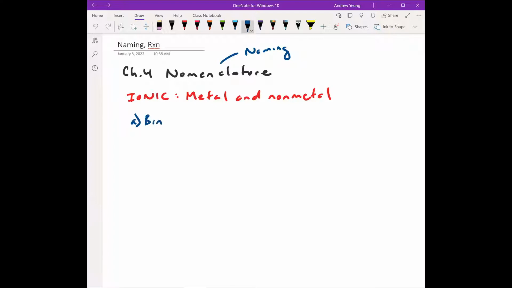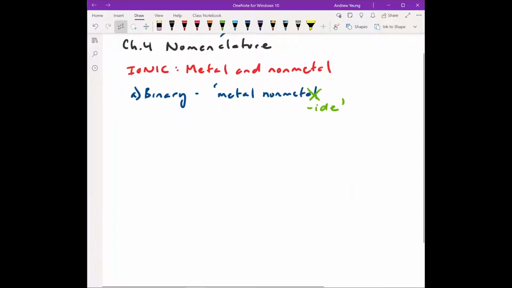Starting off here, we had just plain old binary compounds, binary meaning just two-part compounds. For this part, we always put the metal first. The non-metal comes afterwards, so in that order, and then the rule was we would change the ending so that it ends in IDE. So pretty much everything that ended in IDE, it's probably ionic, it's probably the non-metal that's changed the ending.